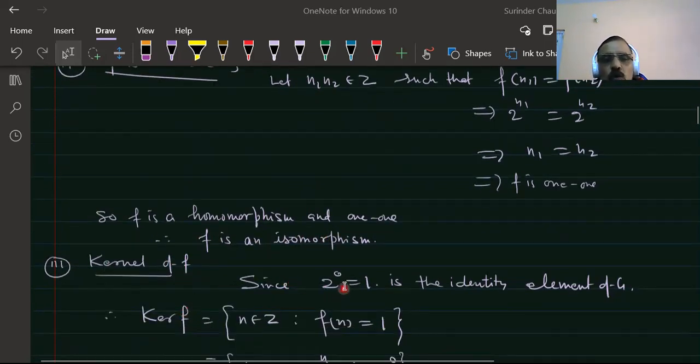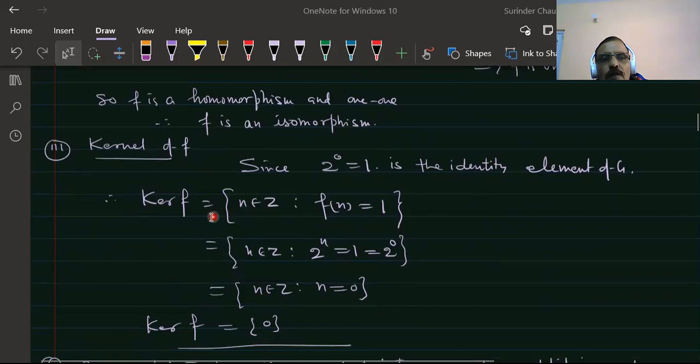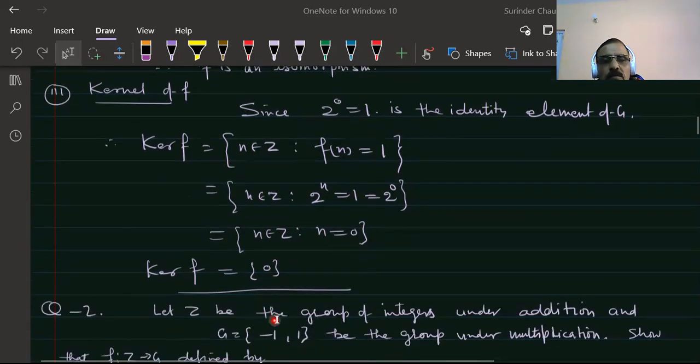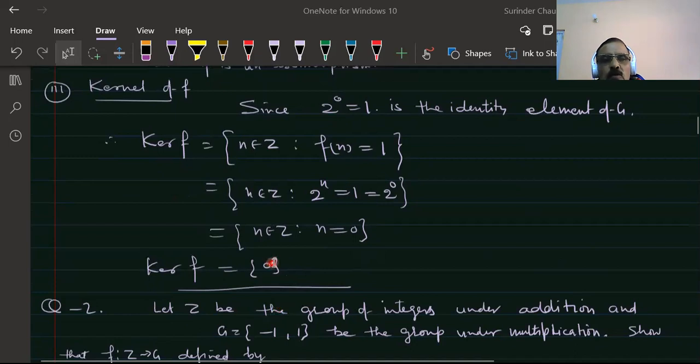Now I will find the kernel of f. We know that 2 to the power 0 is 1, which is the identity element of G. So the kernel of f is defined as the set of n belonging to Z such that f of n is equal to 1, that is, 2 to n is equal to 1, which is 2 to 0. So n comes out to be 0. So the kernel of f consists of the element 0 only, the identity element.